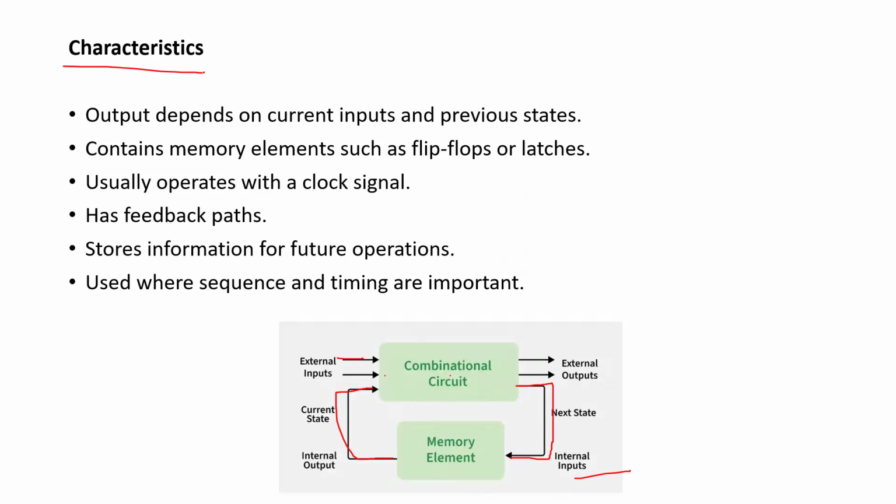So, keywords. Already I told you, theory based questions are full and full keywords, one of the gifts actually. So: output depends on current inputs and previous states. Contains memory elements such as flip-flops or latches. Usually operates with a clock signal. It has feedback paths. It stores information for future operations, and is used where sequence and timing are important.